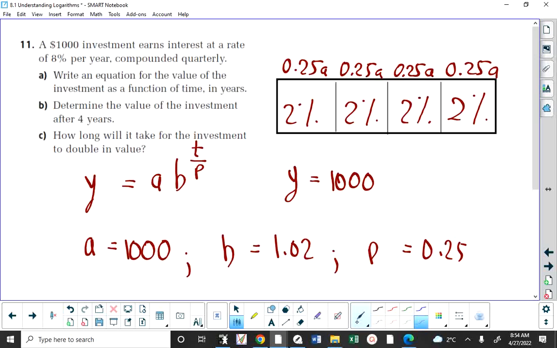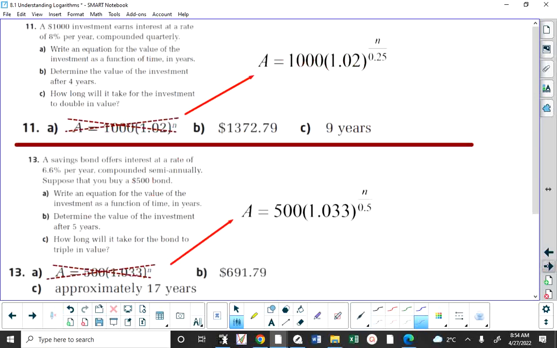This is for question A. A is 1,000 in the formula times 1.02 raised to the T over 0.25. And that's why I've told you here that the answer that they give is just wrong. I think you would be okay then solving B and C.